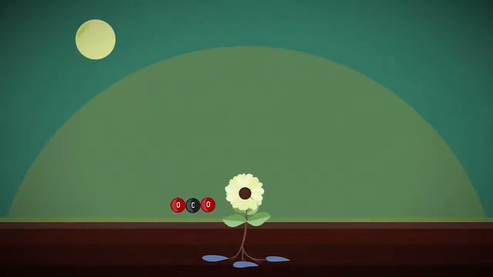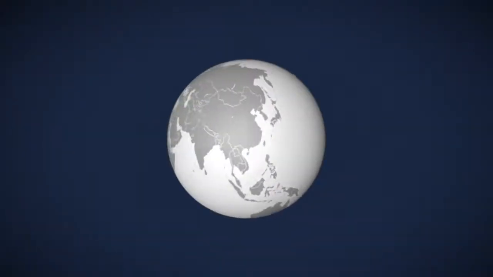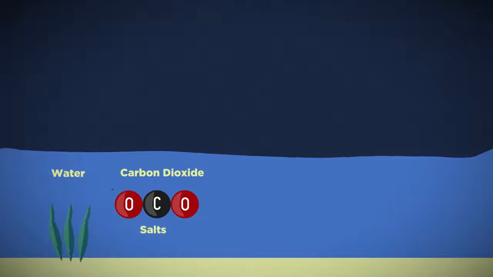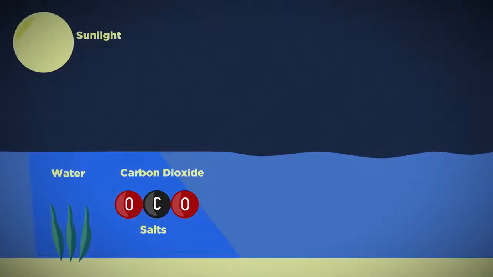We need to find a way to trap the plants before this recycling happens. The Earth's surface is 70% ocean, where we could grow large amounts of photosynthesizing algae. But most of the oceans contain few living things. There's plenty of carbon dioxide, water, salts and sunlight for photosynthesis and growth.